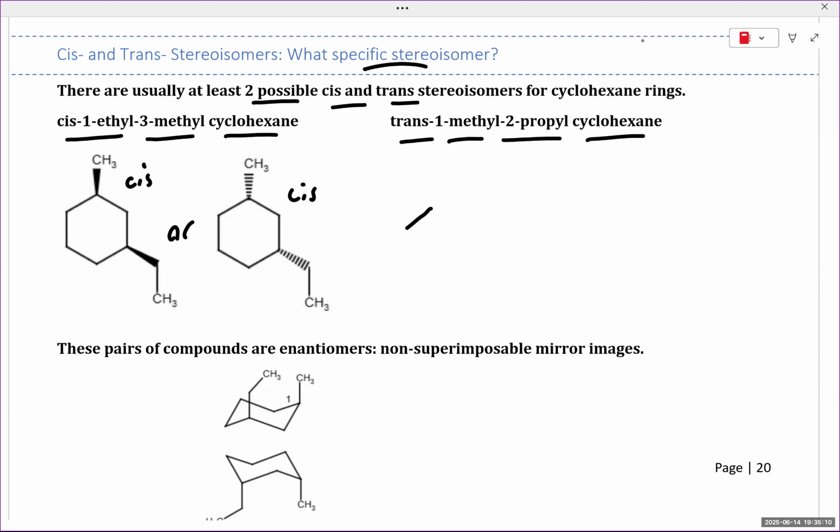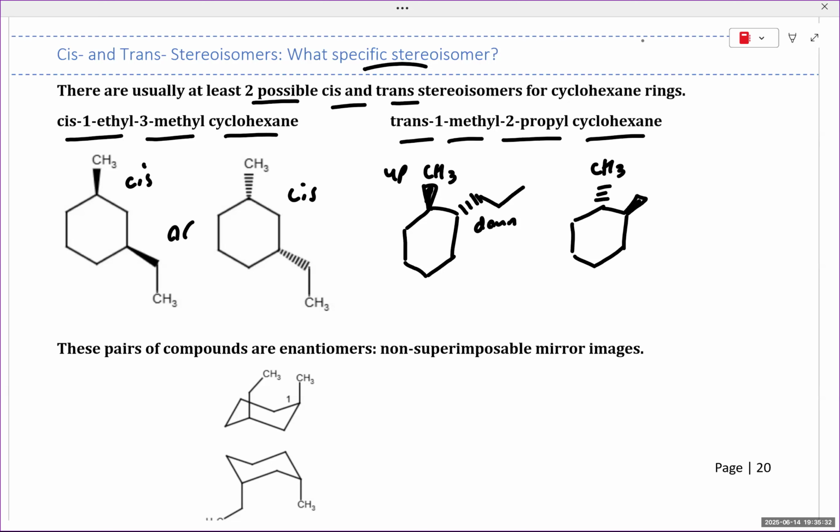So in this case, trans 1-methyl 2-propyl. So if we have a methyl group and a propyl group, to have them trans, the methyl will be pointing up. The propyl group will be pointing down. The other possible structure that matches this trans arrangement of substituents would have the methyl pointing down and the propyl group pointing up. Cis and trans is ambiguous.